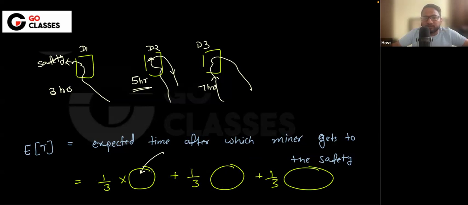What is this first number? 3, right? So this is basically for door 1. This is for door 2. This is for door 3.